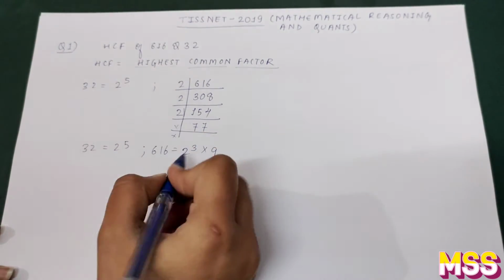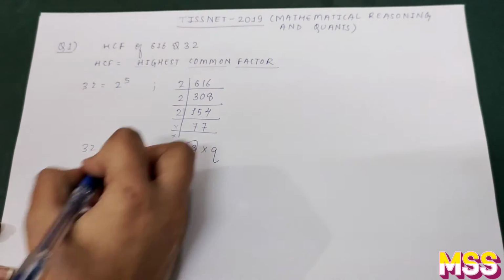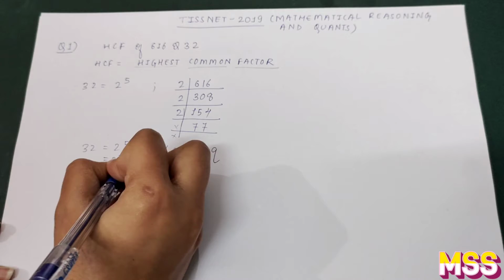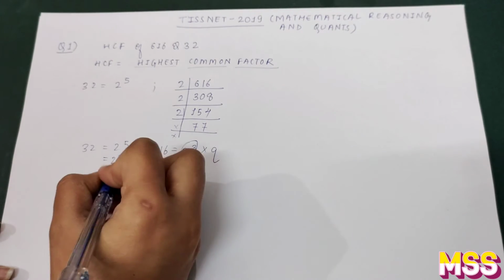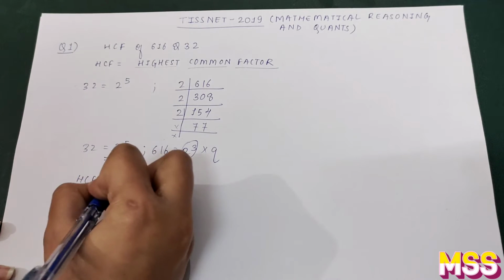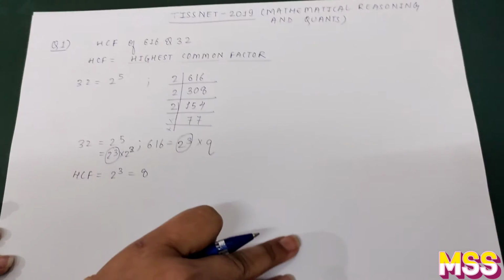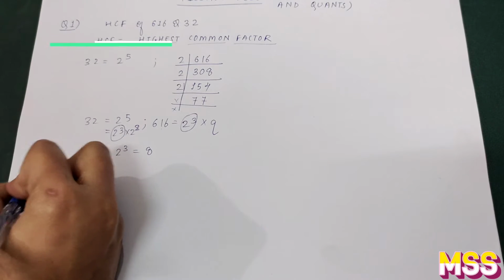Will it be 2 to the power 5? No. We have to find the number that is common in both, right? The highest common number in both. So 2 to the power 3 is in both numbers. Therefore the answer will be 2 to the power 3, that is 8. Now moving on to the next question.